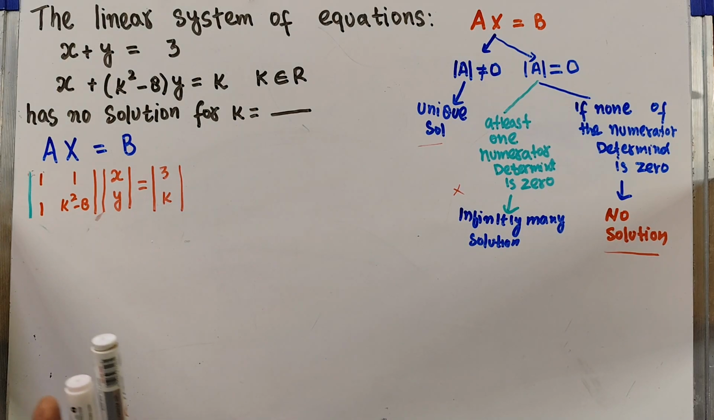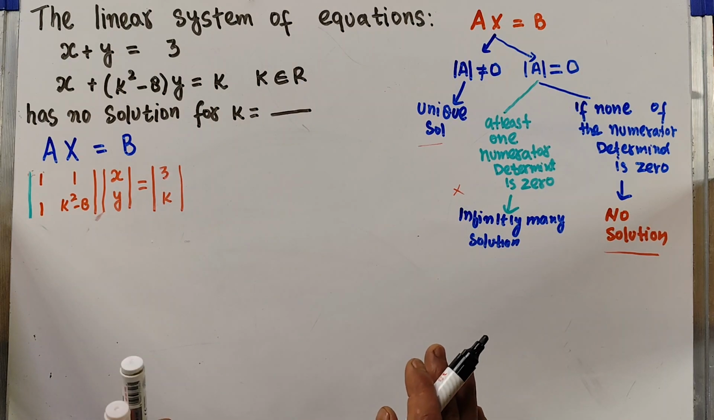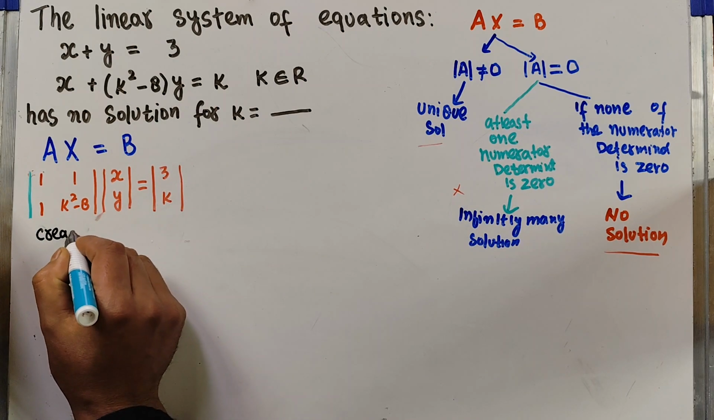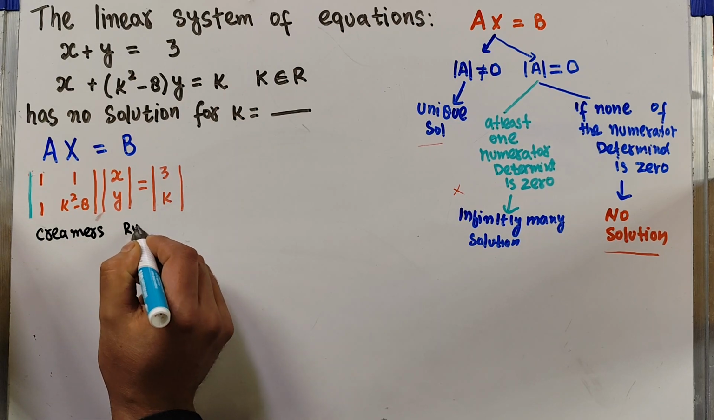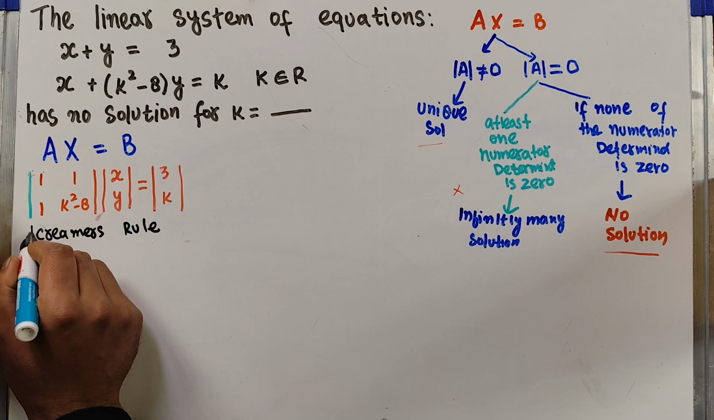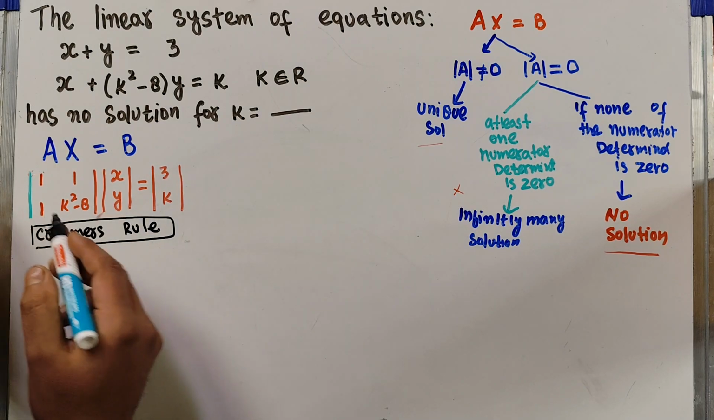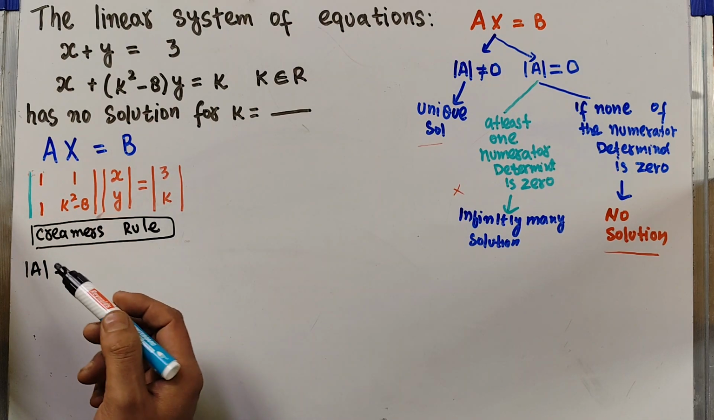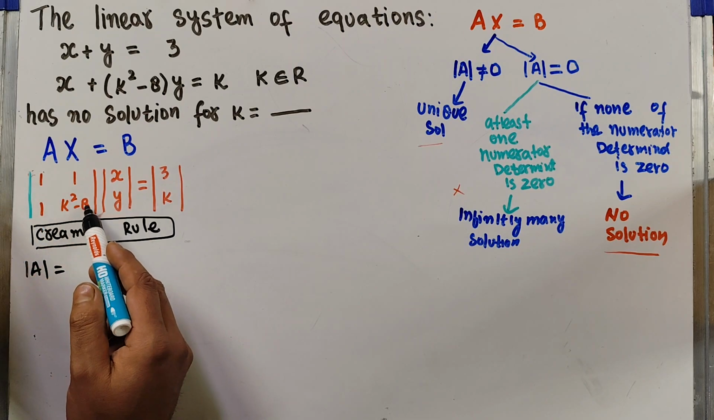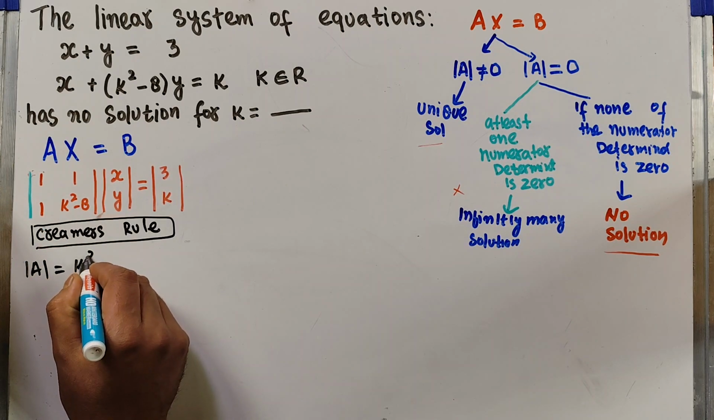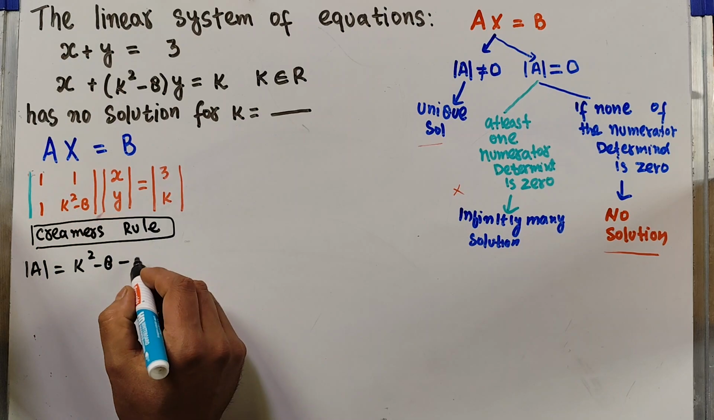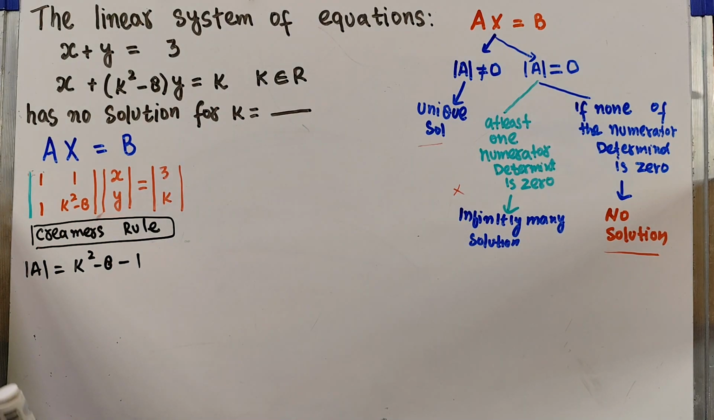We will be applying Cramer's rule here, and I will explain how we find the value of k for which the given system of equations has no solution. If we apply Cramer's rule, the first thing is to find the determinant of A. So what is the determinant of A? We multiply these two elements first, that is 1 into k square minus 8. From this we subtract the product of these two elements. Let us say this is the determinant of A.